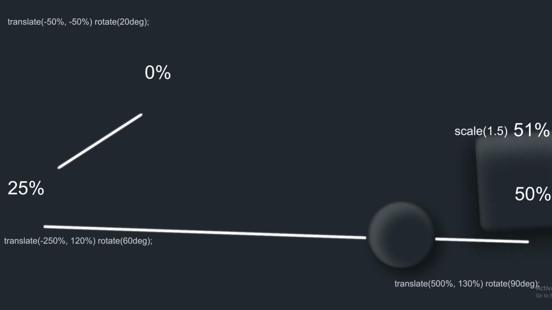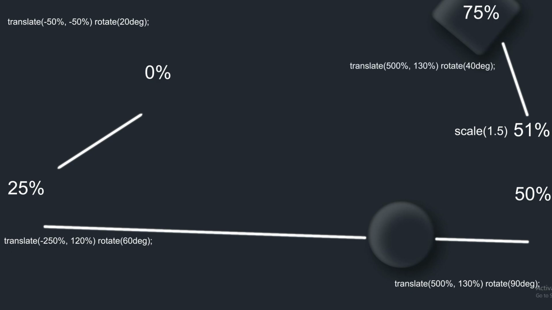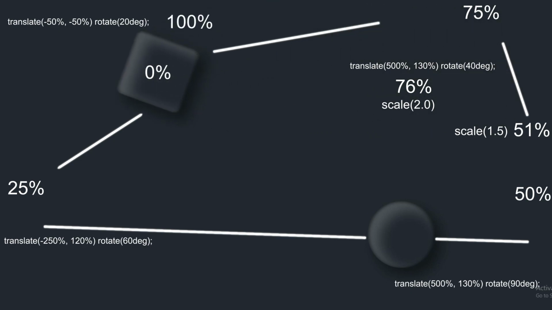Okay, next is a 75%. 420% for the first one, and minus 140% to go up and rotate 40 degrees. And don't set a scale. If you set a scale, that means animation scale continue in 75%. So we don't want that. Next animation is a 76%. We just copy and paste it and set a new scale to be on 2.0, and boom, nice. And the last is a 100%, which is the same of a 0%. Hope you really love animation and learn it easily.